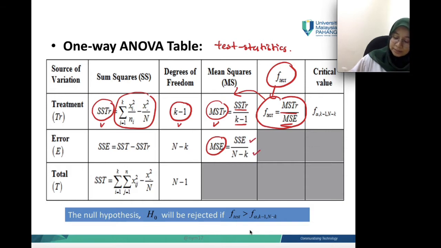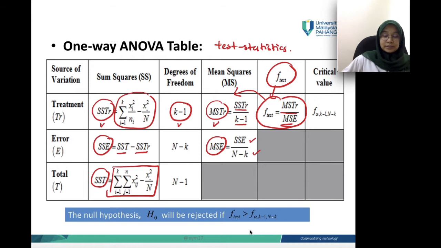What is SSE? SSE is sum square error. Sum square error is equal to sum square total minus sum square treatment. Sum square total is here, this is the formula to find sum square total. So you have sum square total and sum square treatment. How do we get sum square error? You just take sum square total minus sum square treatment, and you will get the sum square error.